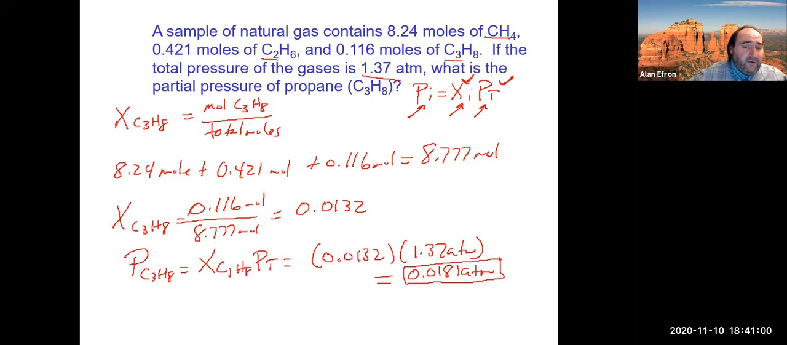We obviously could do it for the other gases if we wanted to. We would just find the mole fraction of each of the other ones and then basically times it by 1.37, and that will give us our partial pressures of each of those gases. Any questions on that particular one there?